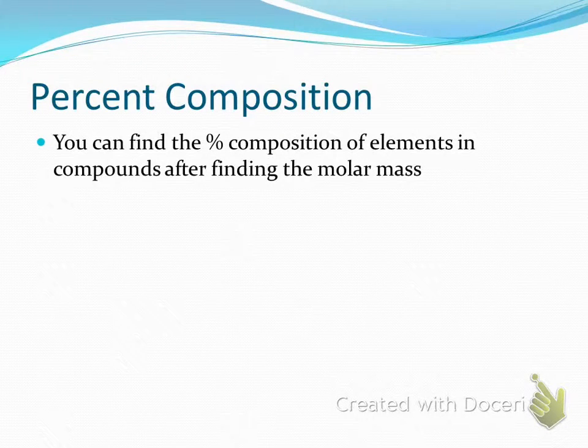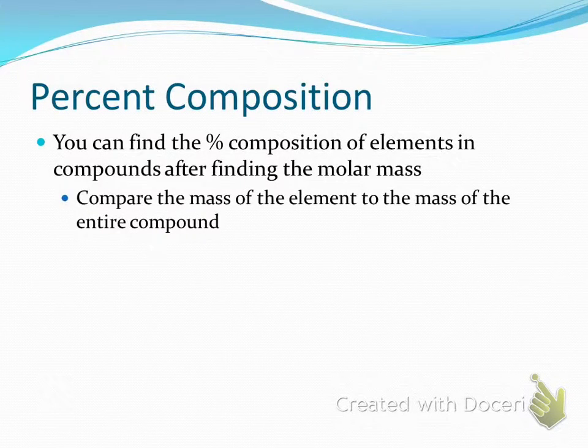Okay, so we can find percent composition of elements in the compound, but we've got to find molar mass first. That was why we solved for molar mass first. Now we can take it a step further and break each compound down based on its percent composition. Okay, so I might tell you that in water, every single water molecule is 11% hydrogen by mass. Every single water molecule is made up of 11% hydrogen and 89% oxygen. That's what percent composition is telling us.